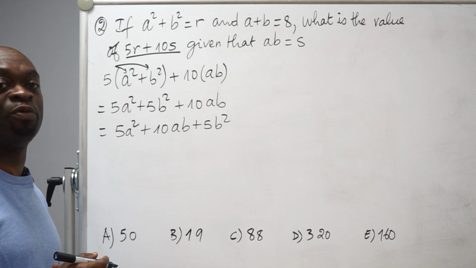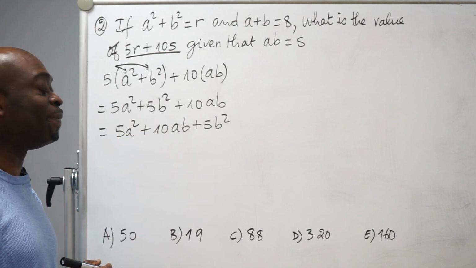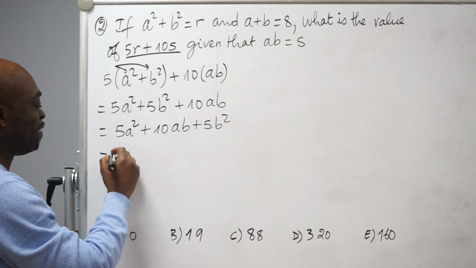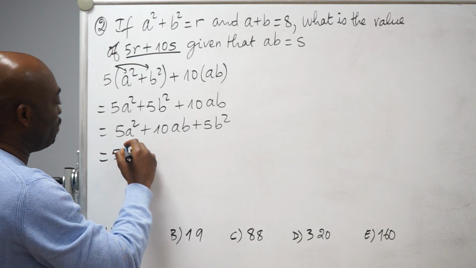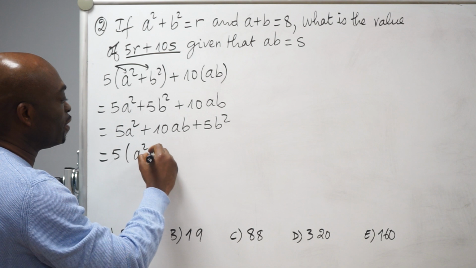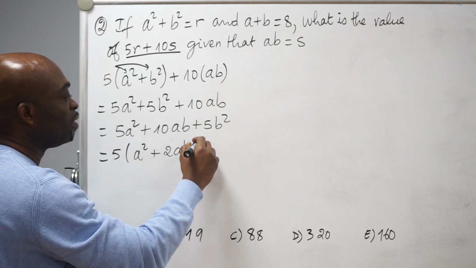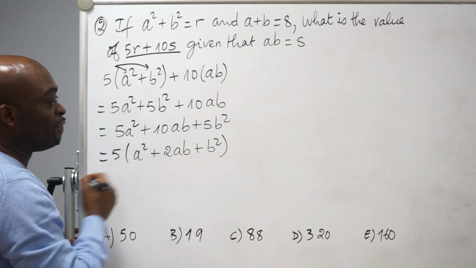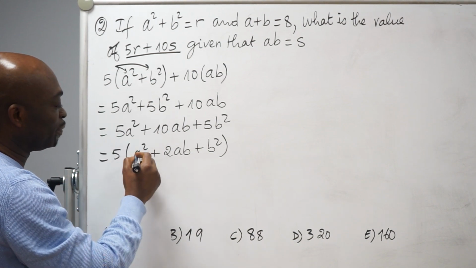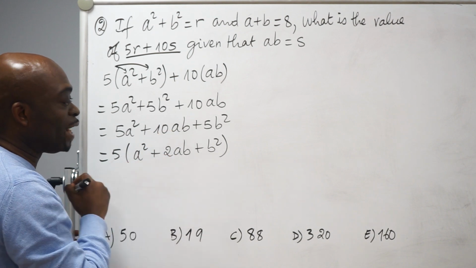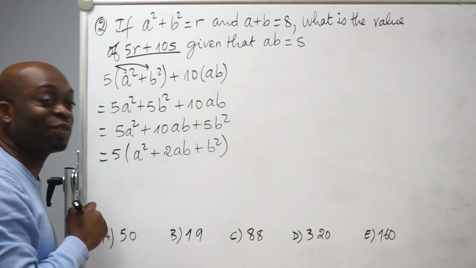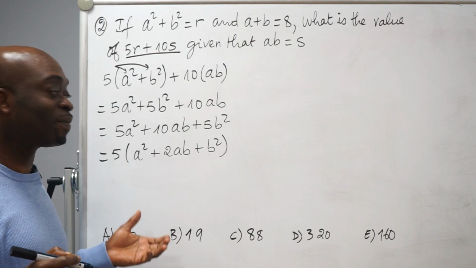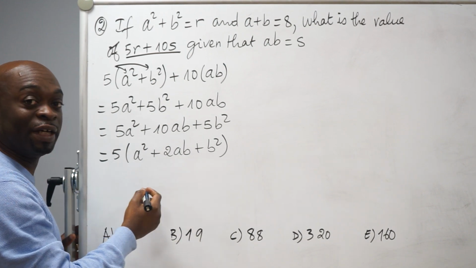But what else can we do? We have something in common for all these terms here. What is it? 5. So we can take 5 out. So if we take 5 out, it's going to be 5 outside, a squared plus 2ab plus b squared, right? Because once you divide each of them by 5, you end up with a squared for the first one, plus 2ab for the second one, plus b squared for the third one. So what does it look like? Okay, the perfect square here. So this one looks like a perfect square in this case.